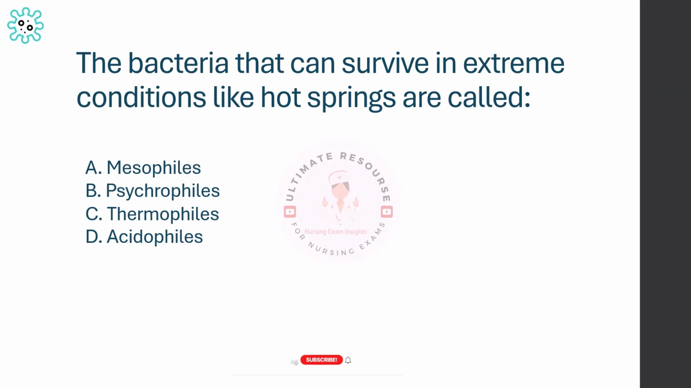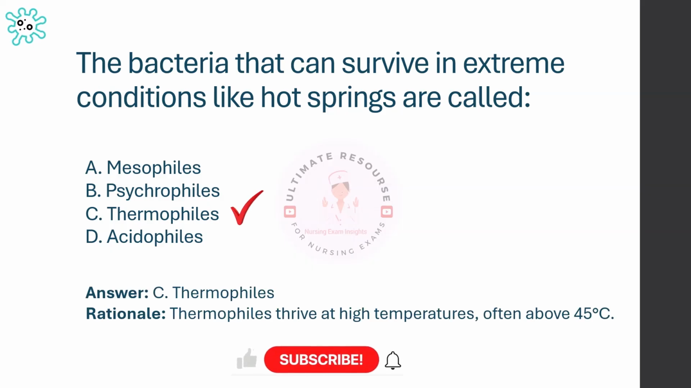The bacteria that can survive in extreme conditions like hot springs are called? Options are A. Mesophiles, B. Psychrophiles, C. Thermophiles, D. Acidophiles. The answer is C. Thermophiles. Thermophiles thrive at high temperature, often above 45 degrees Celsius.